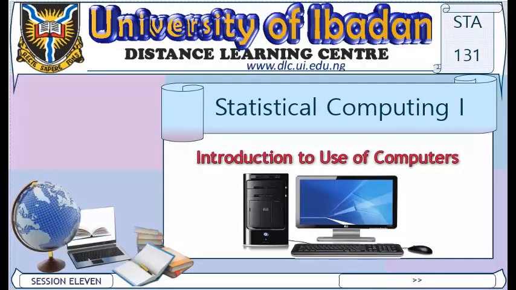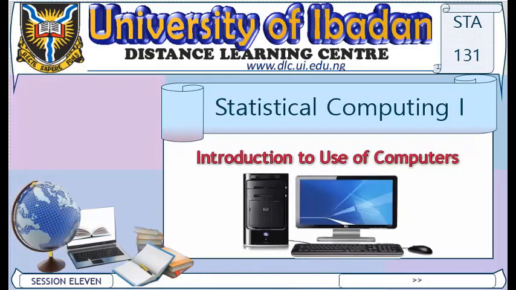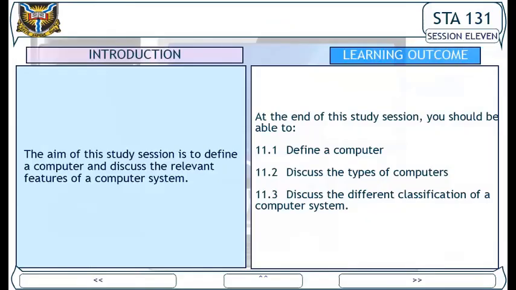Study Section 11. Introduction to Use of Computers. Introduction. The aim of this study session is to define a computer and discuss the relevant features of a computer system. Learning outcomes for Study Section 11. At the end of this study session, you should be able to define a computer, discuss the types of computers, discuss the different classification of a computer system.